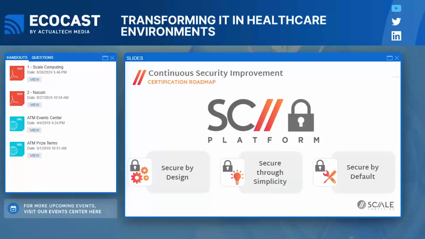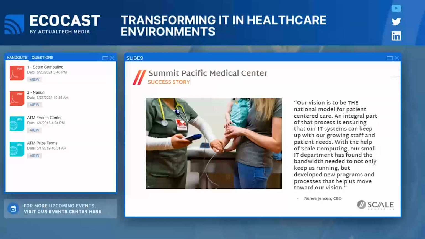Now, you don't have to take our word for it. We have multiple case studies out there. Here's an example from Renee Jensen, the CEO of Summit Pacific Medical Center. They can address the infrastructure needs specific to the healthcare landscape we live in today. Now, as we described, Scale Computing platform is simple. HyperCore is built with the availability of a virtualized server in a SAN, the scalability and high availability benefits of a clustered infrastructure, and the simplicity of a single server.